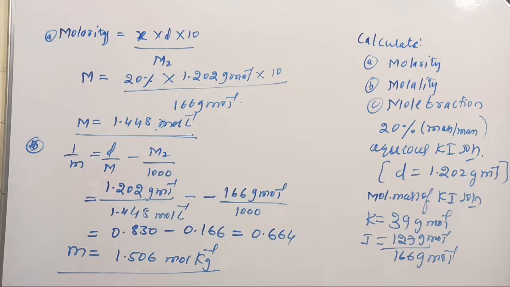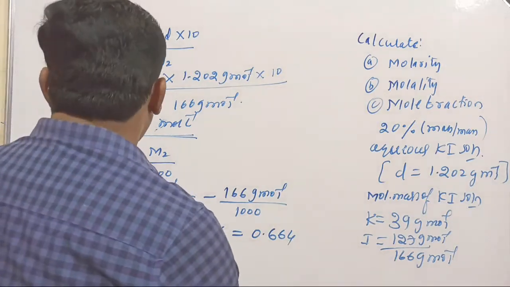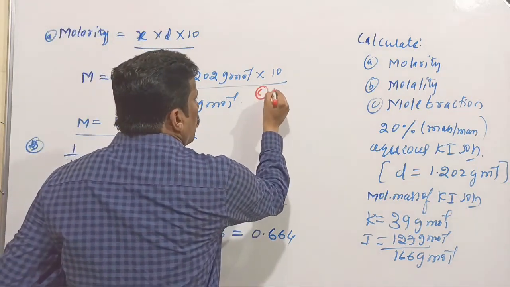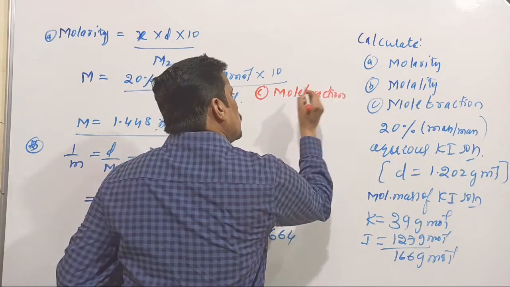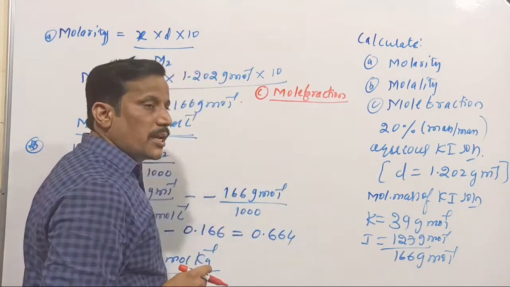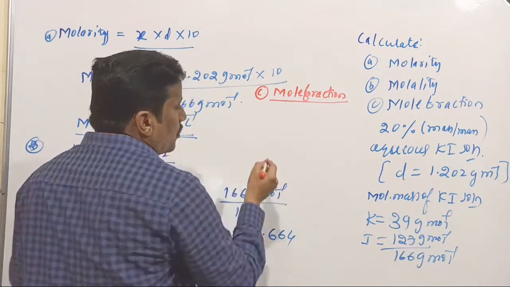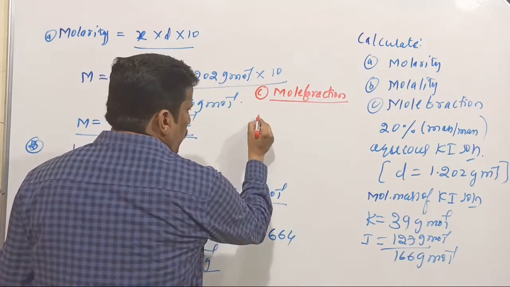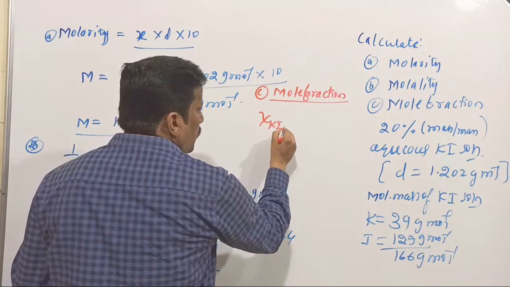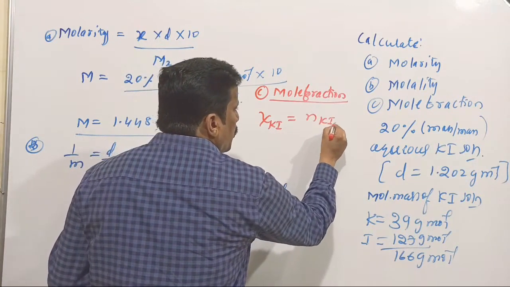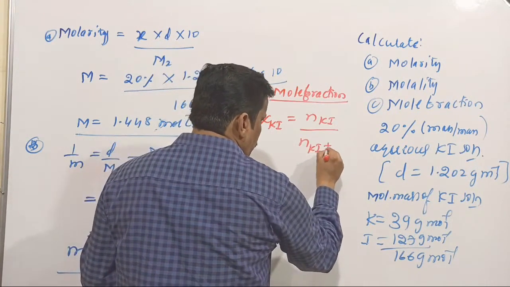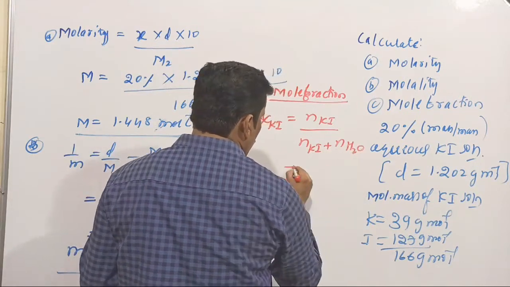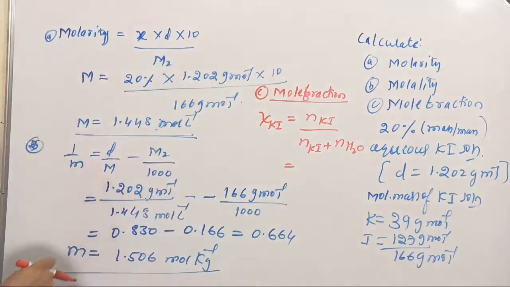That is the third bit. For the mole fraction, you have to go for the number of moles only. Mole fraction, that is C, you have to calculate. See, mole fraction of potassium iodide is equal to number of moles of potassium iodide divided by number of moles of potassium iodide plus number of moles of water.